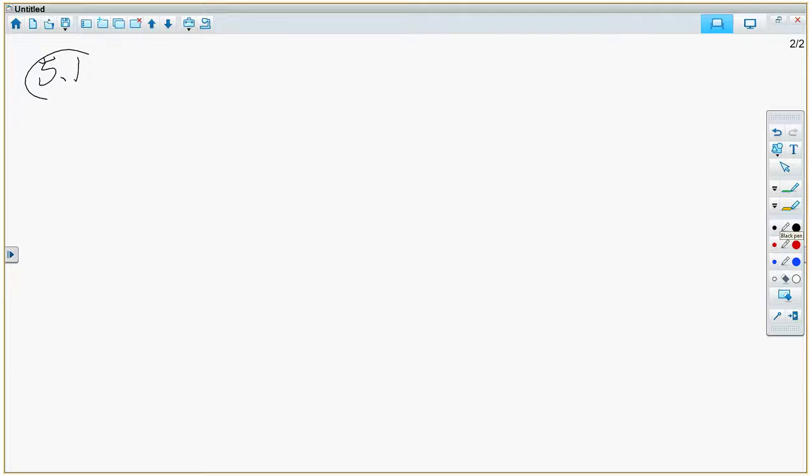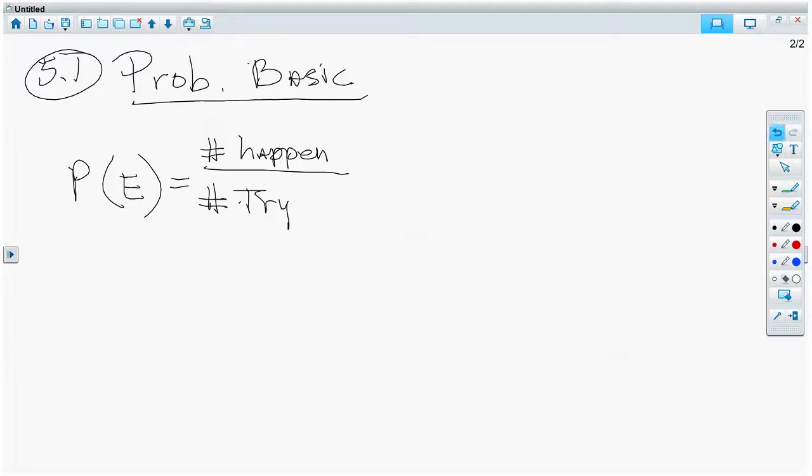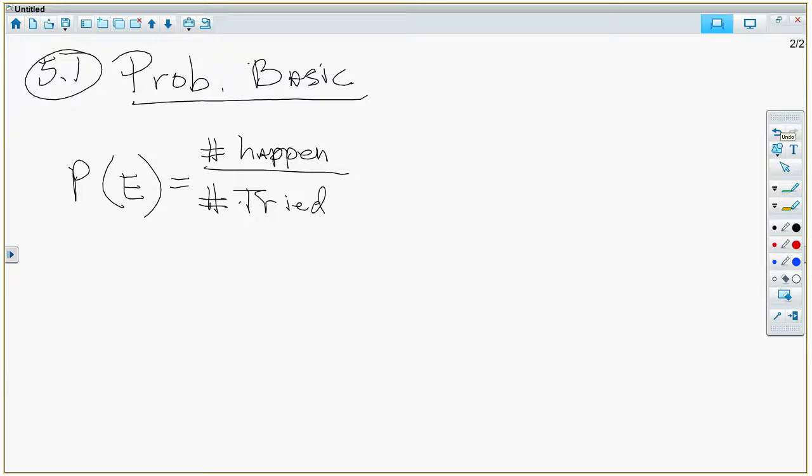Your basic rules of probability, and the basic rule is basically the probability of an event happening is equal to the number of times something actually happens over the number of times what? Tried. Okay, the number of times tried. Now that's both with the Mayberry probability and the physical probability.